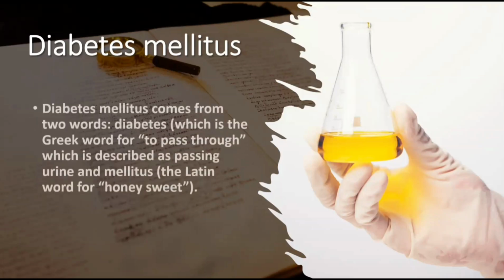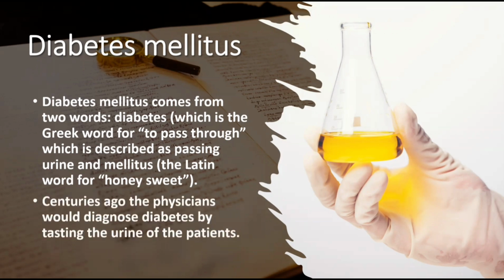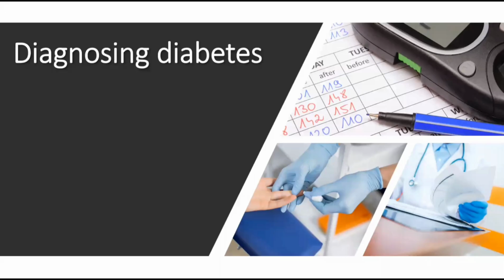The disease called diabetes mellitus comes from two words: diabetes, which is the Greek word for to pass through or siphon, described as passing urine or the necessity to urinate frequently, and mellitus, the Latin word for honey sweet. Centuries ago, physicians would diagnose diabetes by tasting the urine of the patients. In the past, diabetes was known under a few different names, including the Indian word madhumeha, which means honey urine.